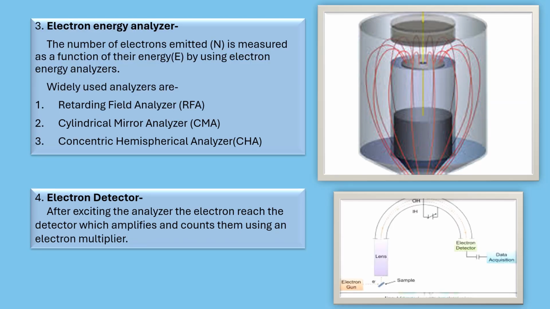The third one is the electron energy analyzer, which is a very important part of the whole instrument because we have different types of analyzer, right? Like retarding field analyzer, cylindrical mirror analyzer, and concentric hemispherical analyzer, which is called CHA. And we can also see in the diagram, this is a concentric hemispherical analyzer, and the upper one is a cylindrical mirror analyzer.